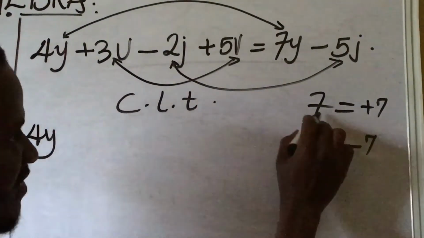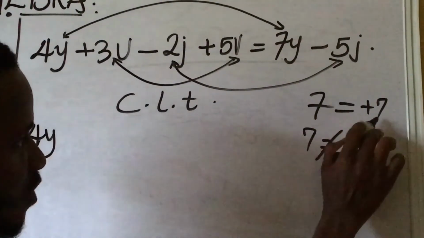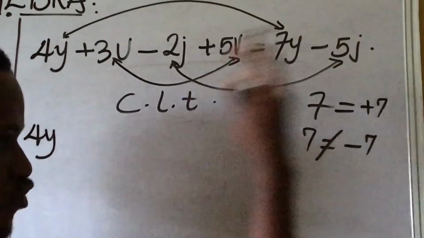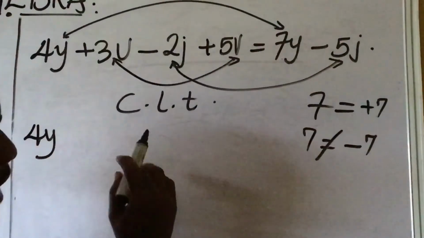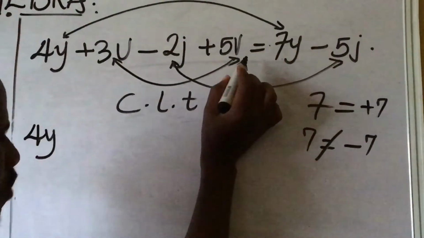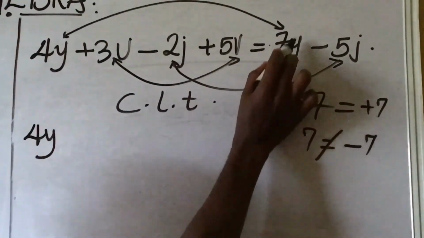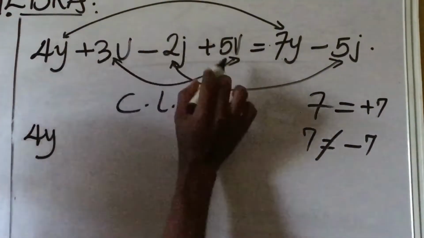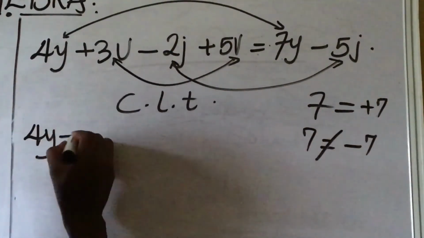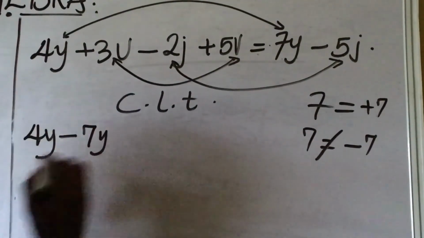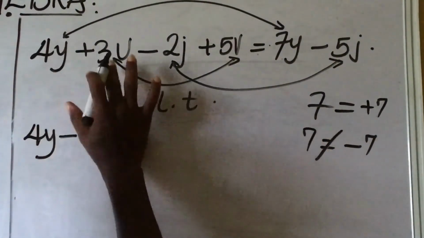So, but whenever you see 7, 7 is the same as what? Plus 7. If it's 2, it's the same as plus 2. So here we have 7 ordinarily. That means the sign in front of it is what? Plus. So when you are taking it to the other side, crossing the equality sign is going to change what? It's going to change and become minus 7. Okay.